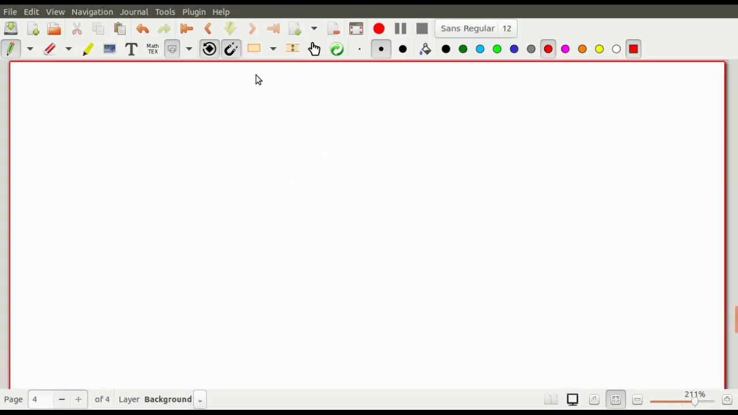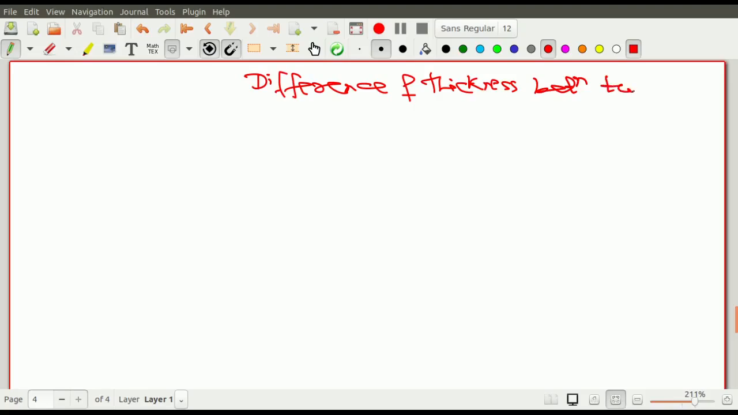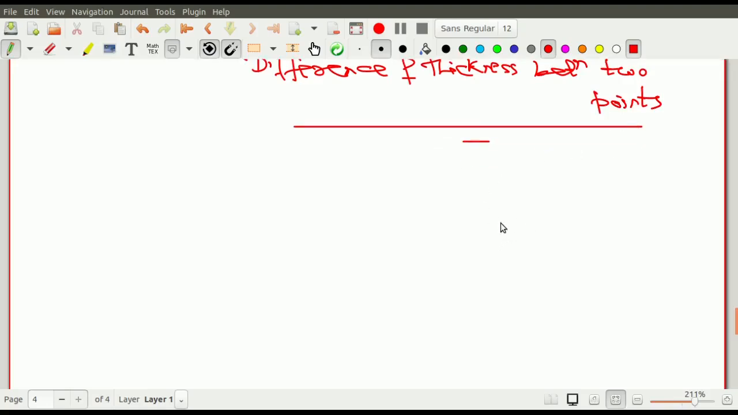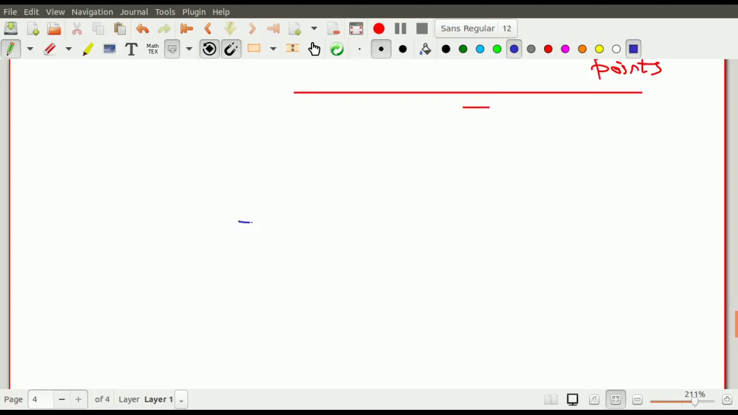So let us go to the new page, and this is the last treatment of the day. Difference of thickness between two points. দুটো পয়েন্টের মধ্যে থিকনেসের ডিফারেন্স কত হতে পারে? What can be the difference of thickness? For this, let us draw a diagram once again for this wedge shaped film.